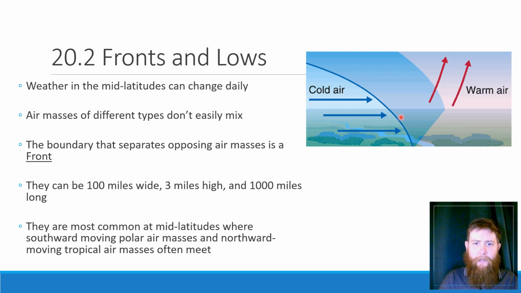So the boundary between these two, in this picture here, this blue line, is what we call a front. And these can be really, really big. They can be 100 miles wide, 3 miles high, and 1,000 miles long. So they can take up a large portion of a state, of a chunk of land, of a whole area. And they're most common where we have this southward moving polar air mass mixing with tropical air that's moving north. So as these two come together, and however they're interacting, we will get a front. And there are several different types of fronts, and we will talk about those. So when you hear that there's a hot front moving in, you know what that is versus a cold front.